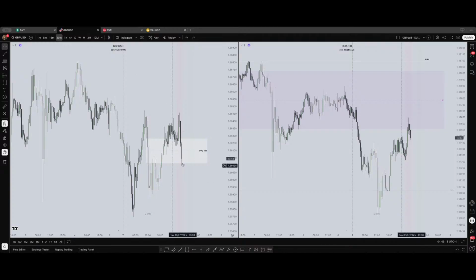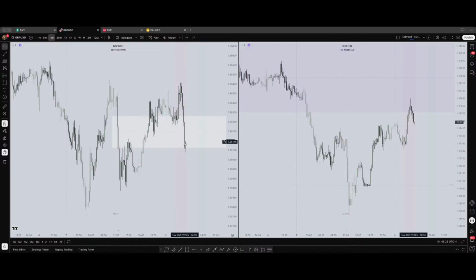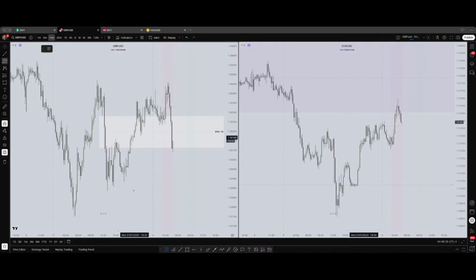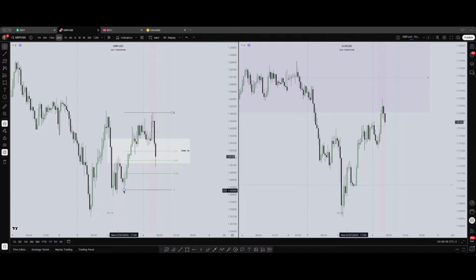Wow, that was a savage move now in GBP/USD. You see the midpoint of the optimal trade entry, how nicely it reacted. So this was a range, no? Price started the movement from here. You can see better here in 30 minutes: this range, optimal trade entry area, fair value gap.